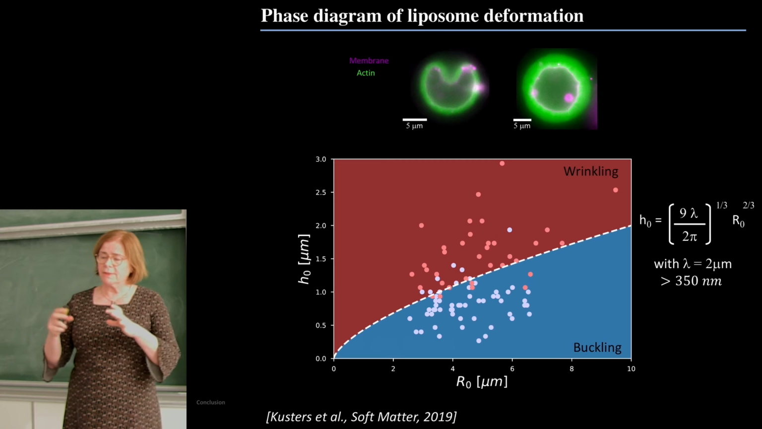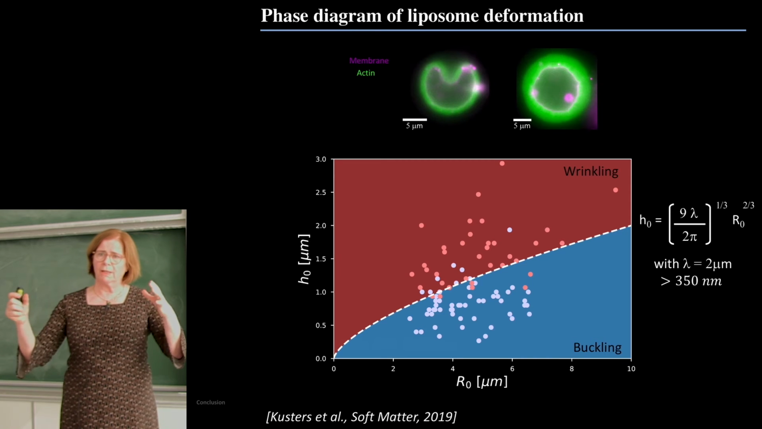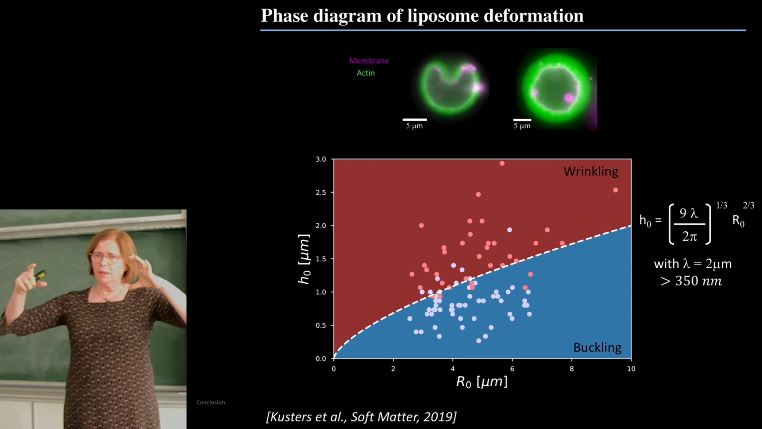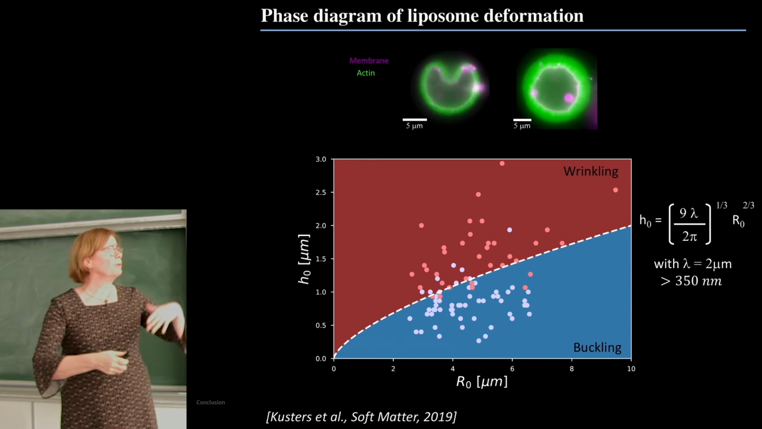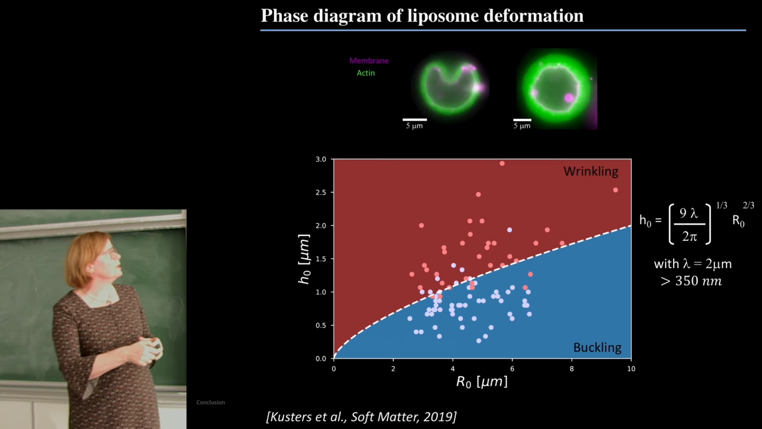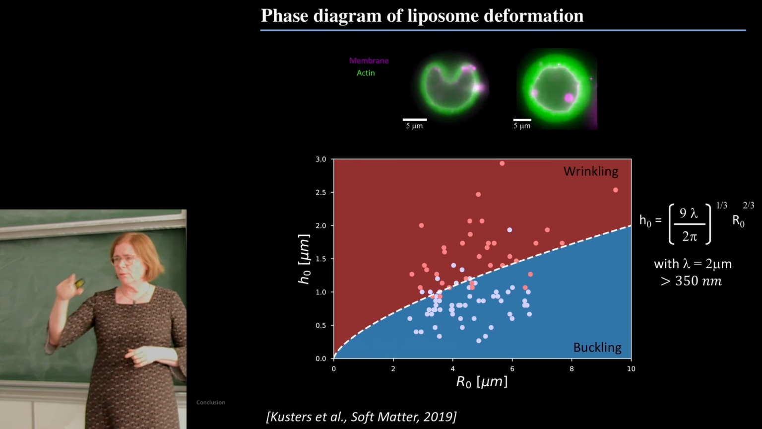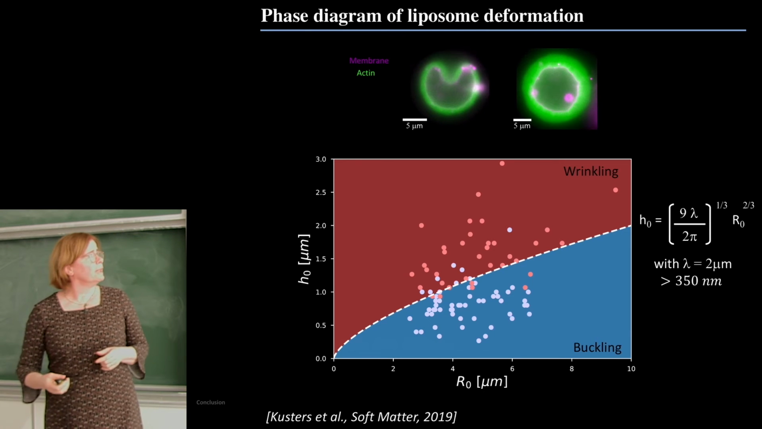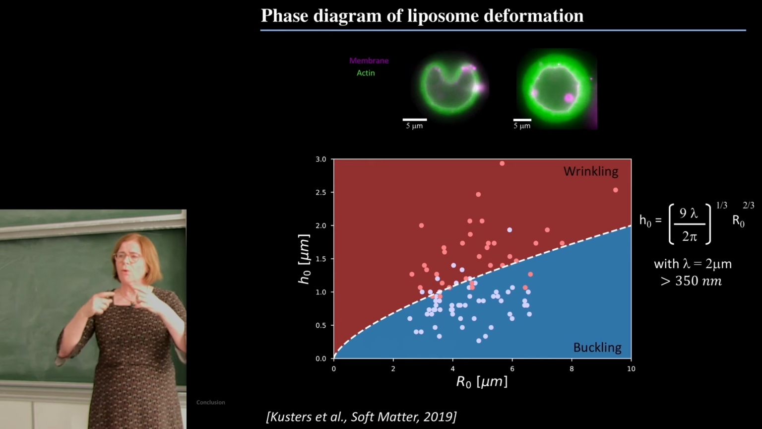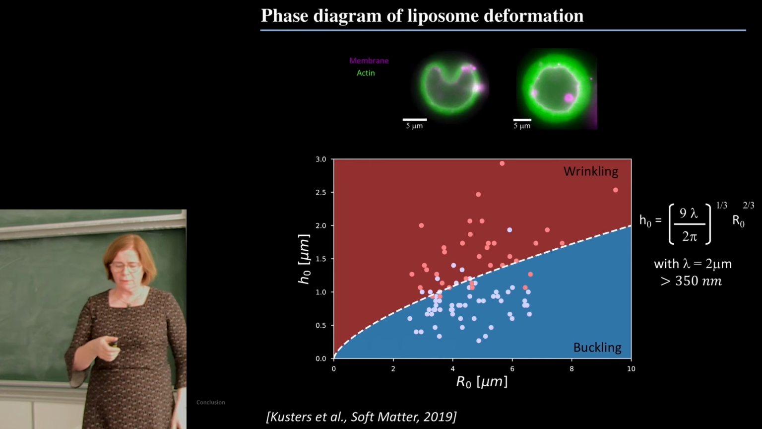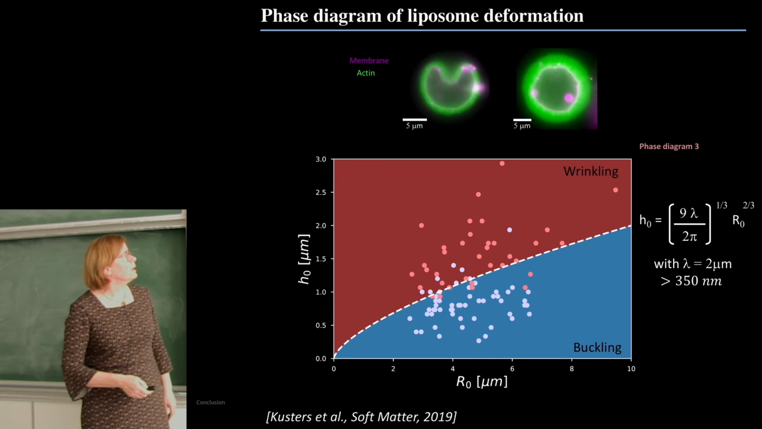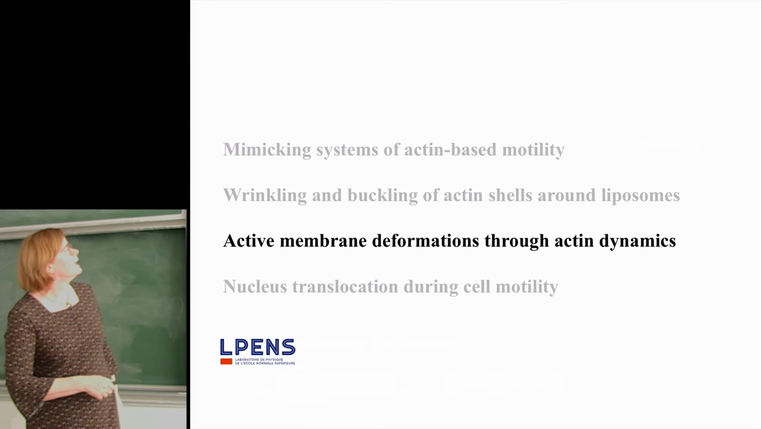In fact, in our systems, if you remember from the symmetry breaking experiments, we are under stress. Because the network grows, it pushes on the liposome. So before we deflate it, the liposome is under stress. This just increases the wavelength that we find at the end. In other words, we deflate a system that has grown under stress. So this was my phase diagram 3.